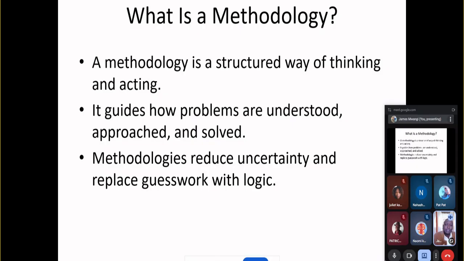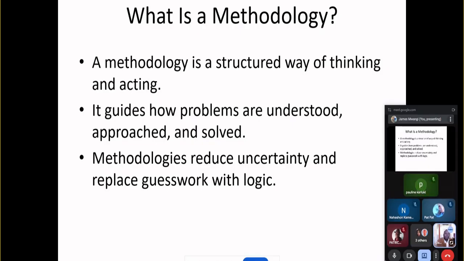Methodology guides how problems are understood, approached, and solved. As we said, you have to understand the problem first. Then how do you approach that problem so that you can solve it? So it guides how the problem is understood, approached, and solved. Methodologies reduce uncertainty. Okay? They reduce uncertainty, and they replace guesswork with logic, which is very critical. Methodologies can be very good for problem solving.